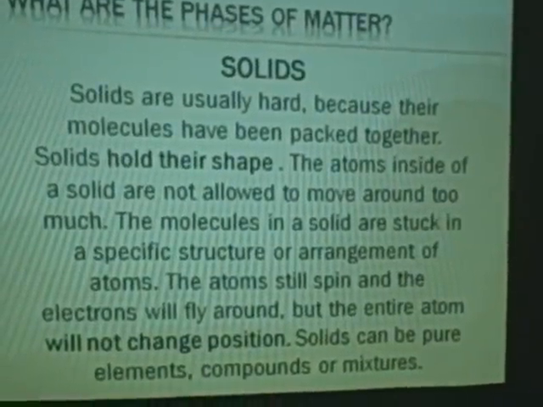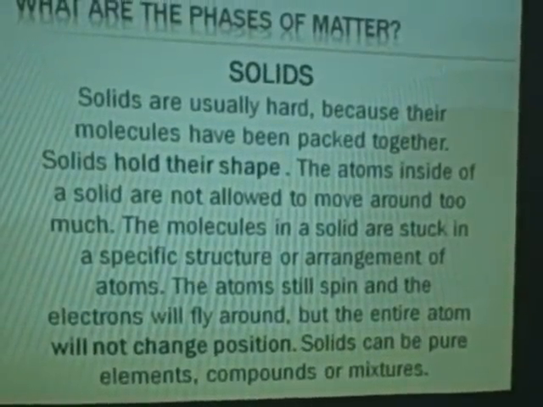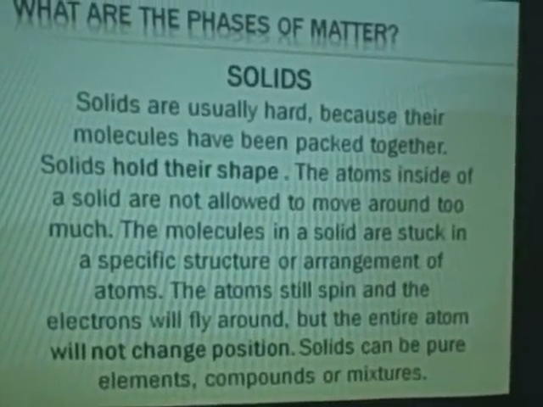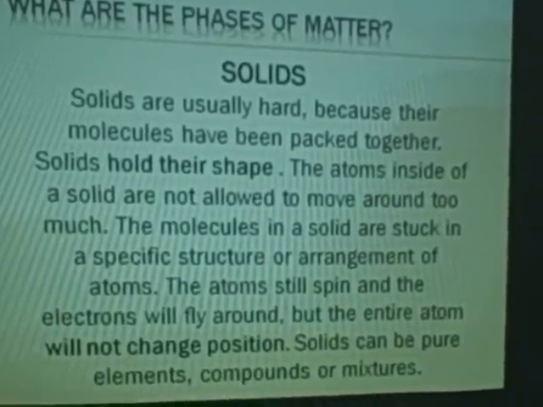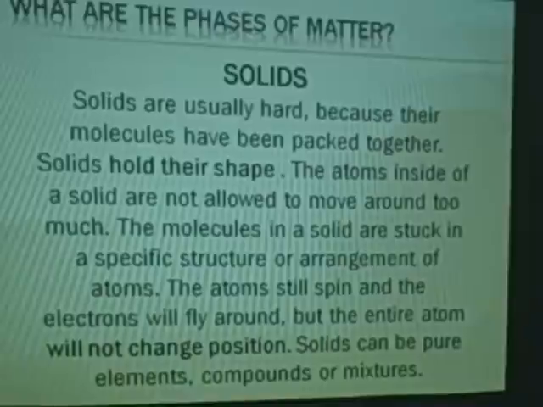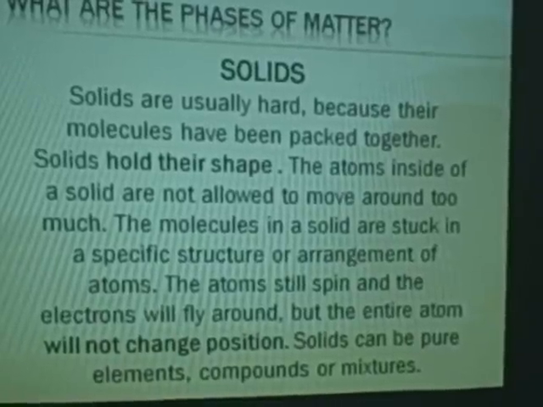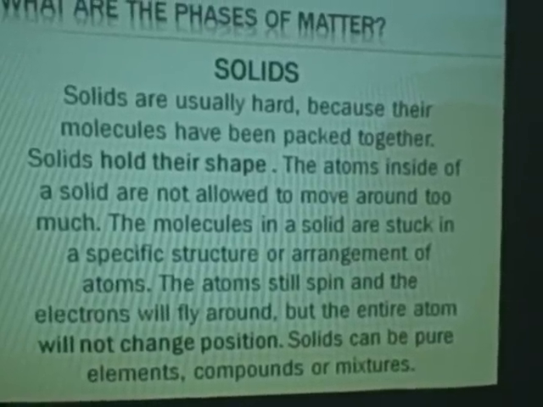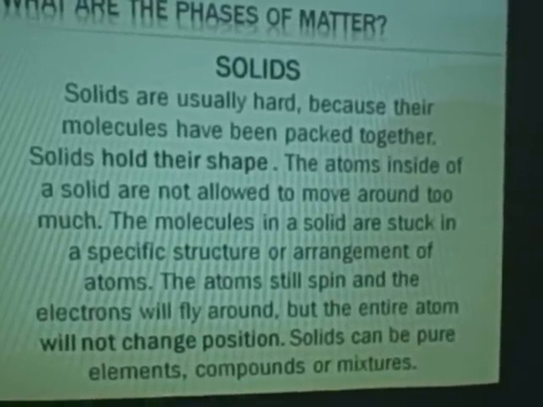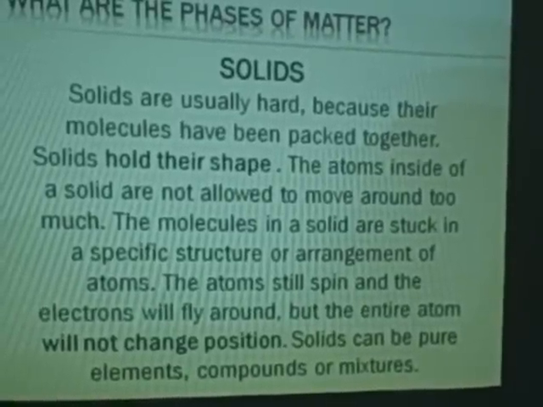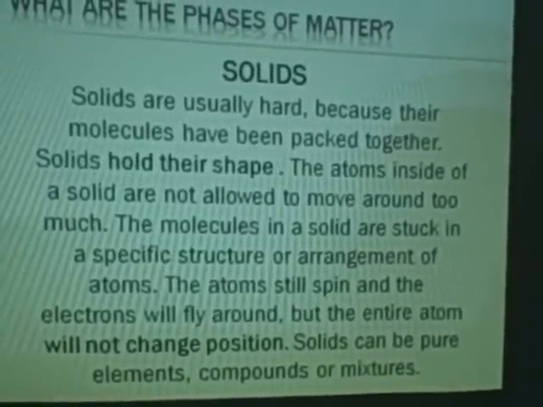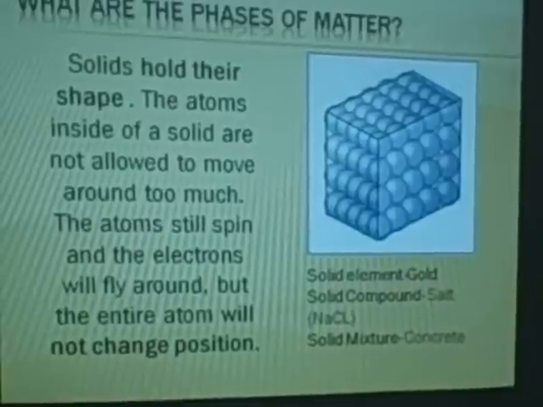Solids are usually hard because their molecules are really packed together. They hold their shape, and it's because the atoms don't really move around. They're stuck real close together in a specific arrangement. However, they will still spin and the electrons still float around the nucleus, but it still will not change position. They can be pure elements, compounds, or mixtures.